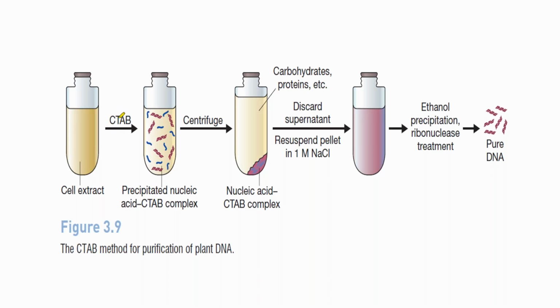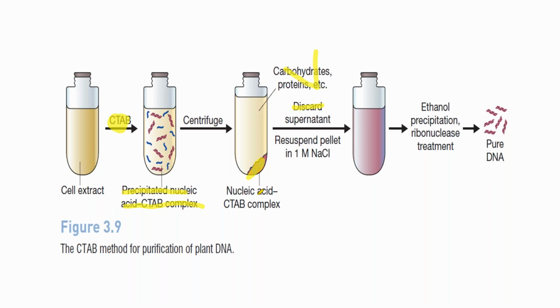It is treated with the chemical CTAB. Here you can see the addition of CTAB. As a result, what is happening? The nucleic acid, or the DNA, will combine with CTAB to form an insoluble precipitated nucleic acid CTAB complex. Now, this is centrifuged. As a result, the nucleic acid CTAB complex will remain as the pellet, and the supernatant consists of our contaminants, carbohydrates, proteins, etc., which will be discarded. So the supernatant is discarded.